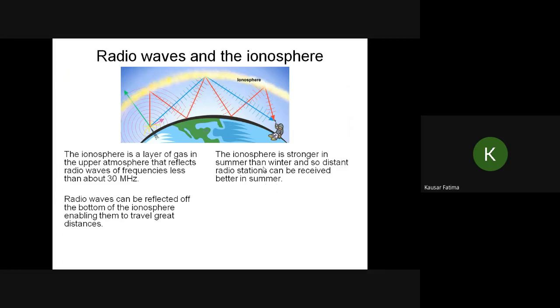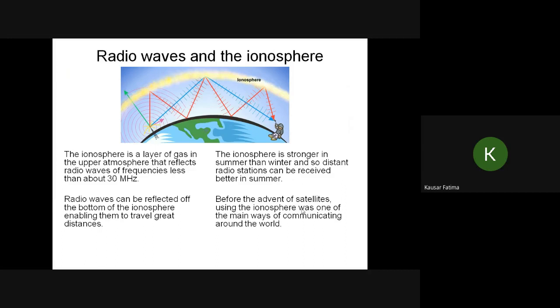So the ionosphere layer changes during the different seasons. In summer it is stronger compared to winter. The ionosphere is stronger in summer than in winter, so distant radio stations can be received better in summer, and not in winter. So it is very much weather dependent.